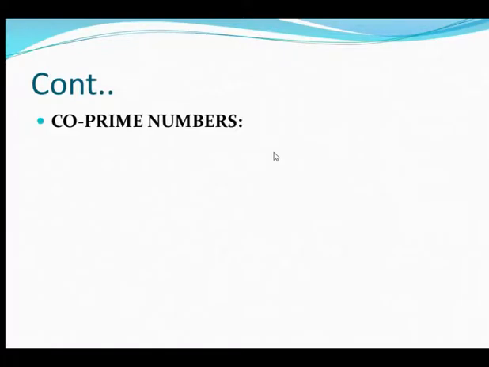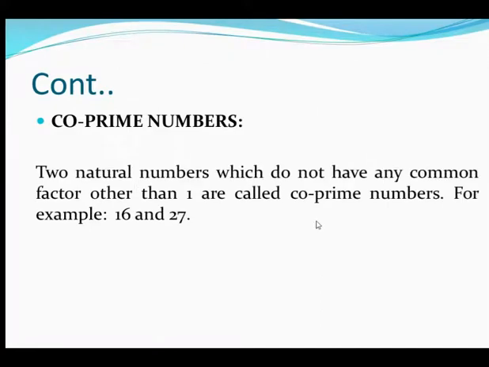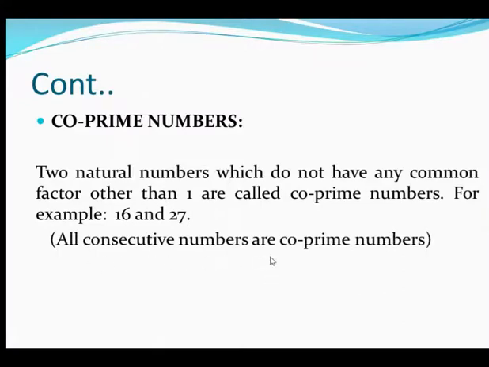Then we are having co-prime numbers. What do you mean by co-prime numbers? Two natural numbers which do not have any common factor other than 1 are called co-prime numbers. For example, 16 and 27. These are two natural numbers. They are not prime numbers, but both these numbers have the common factor 1 only. So they are called co-prime numbers. All consecutive numbers are co-prime numbers. Consecutive numbers means 15, 16, or 16, 17, or 8, 9. These all are co-prime numbers.